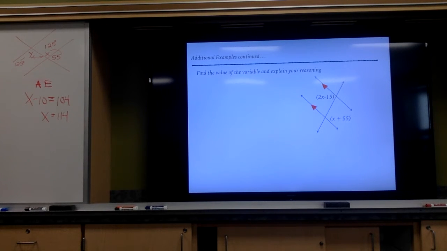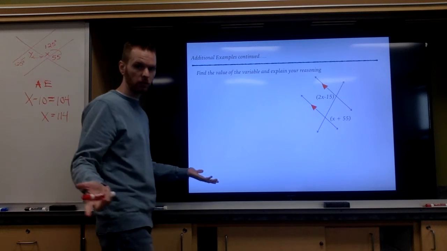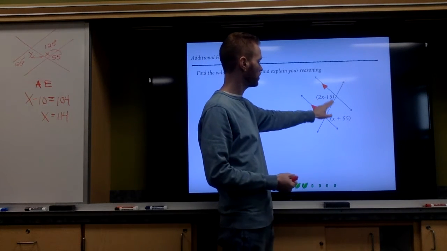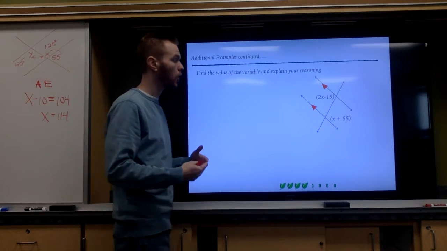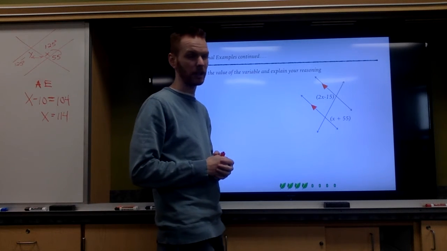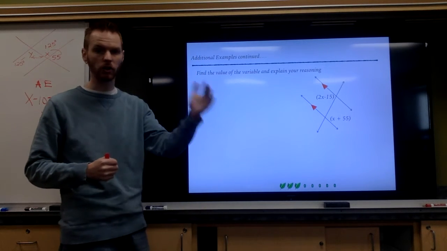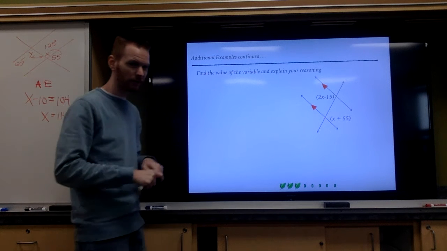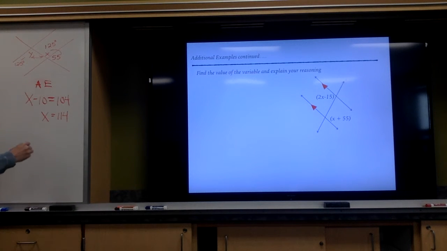All right, let's try another one. First, identify what the angle relationship is. So these two angles are going to be classified as alternate interior. Second, name the property. Well, alternate interior angles are congruent. Third, write an equation for it. So 2x minus 15 equals x plus 55. They're congruent, they're the same. So I'm going to put it over here, alternate interior angles. That's why I'm allowed to do that.